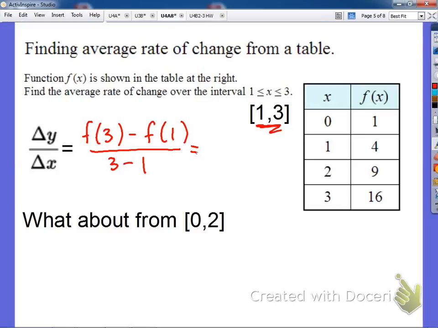So what is f of 3 equal to according to the table? Now x is 3, so what is the y value? 16 minus, and what is f of 1? 4. So this is going to be minus 4, over 3 minus 1. So 16 minus 4 is 12, and 3 minus 1 is 2, and 12 divided by 2 is 6.